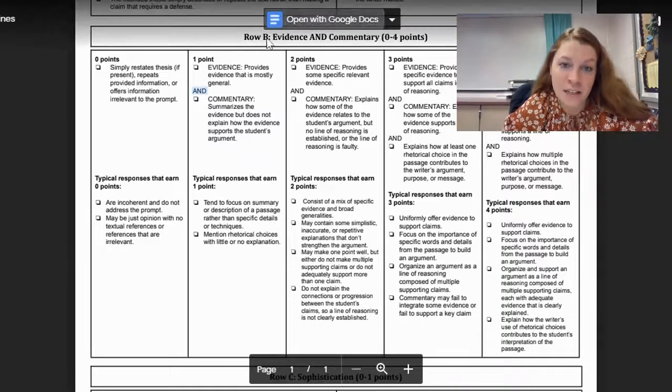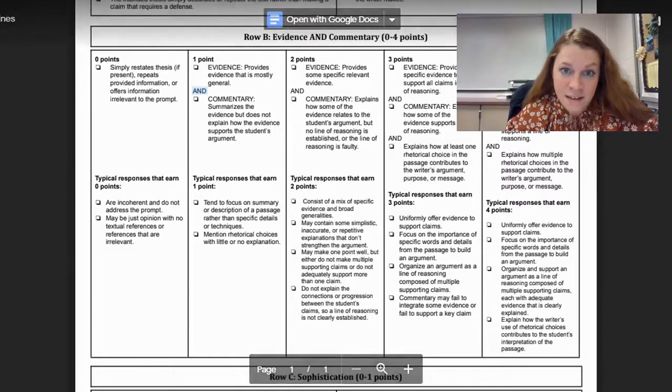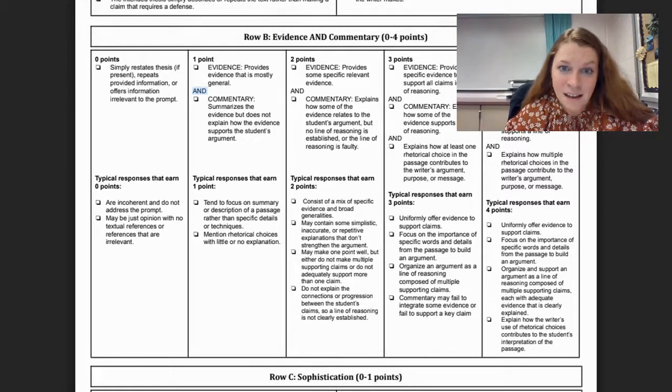So let's go ahead and move on then to the 2 points here. This is considered to be adequate, so 250 to 400 words. Your evidence here provides some specific relevant evidence, and your commentary explains how some of the evidence relates to the student's argument, but no line of reasoning is established or the line of reasoning is faulty. So basically, this is just a safe way of writing this paper.